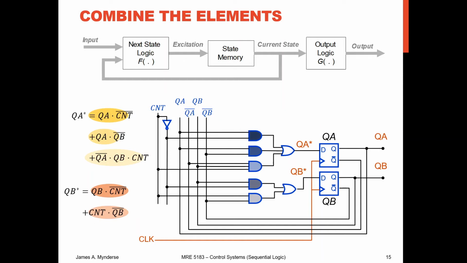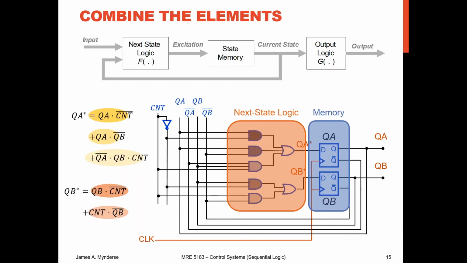That is going directly to the output. That is the output. So those are the two bits that make up the state definition, and they're also the two bits that make up the output. So that block right there is the next state logic. That block is the memory, and that block is the output logic.